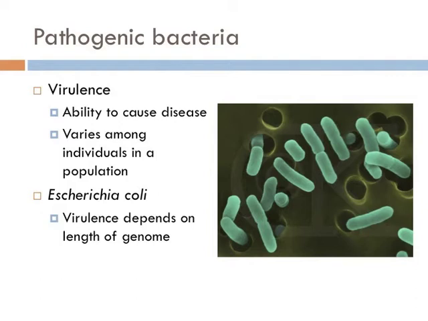The ability for bacteria to resist disease is known as its virulence, and virulence varies among individuals of a population, which is why there is such concern about the overuse of antibiotics. Within a given population, it is known that certain individuals are going to be resistant to antibiotics. Subsequently, those individuals will reproduce and produce the next generation. This is a picture of E. coli, and interestingly, its virulence depends on its genome.